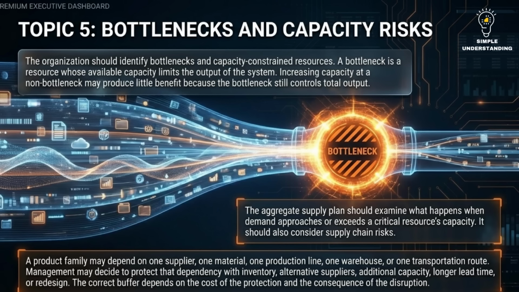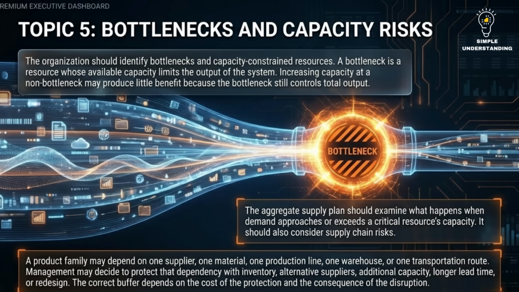The organization should identify bottlenecks and capacity-constrained resources. A bottleneck is a resource whose available capacity limits the output of the system. Increasing capacity at a non-bottleneck may produce little benefit because the bottleneck still controls total output. The aggregate supply plan should examine what happens when demand approaches or exceeds a critical resource's capacity.